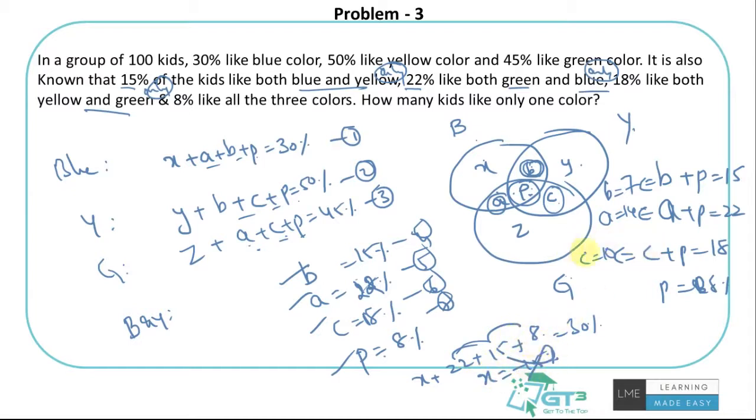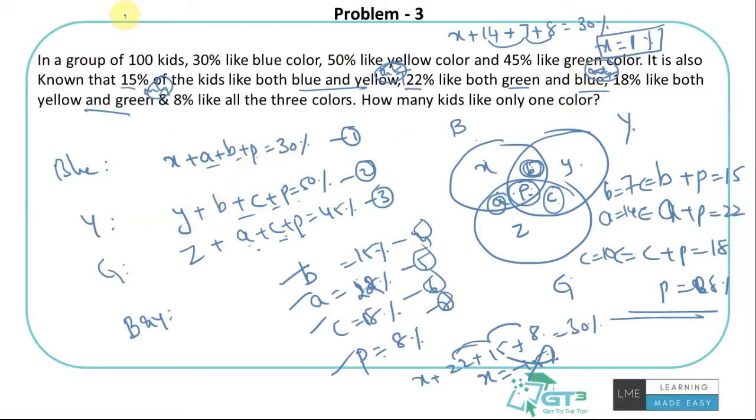So let's do it with this approach instead. A is 14, B is 7, C is 10, and P is 8. So what would this turn out to be? X plus A is 14 plus B is 7 and P is 8 is equal to 30%. So that will give me X as 14 plus 7, 21, plus 8, 29. So 30 minus 29 is 1%. That is still giving me a positive value, so that's acceptable.